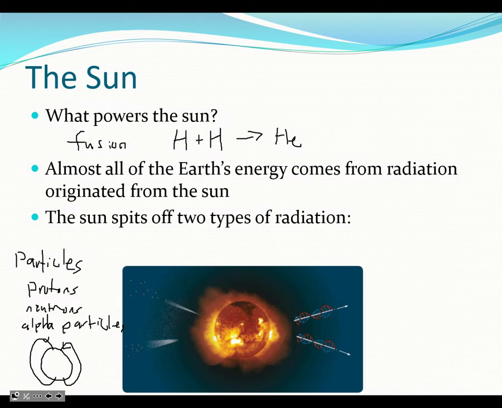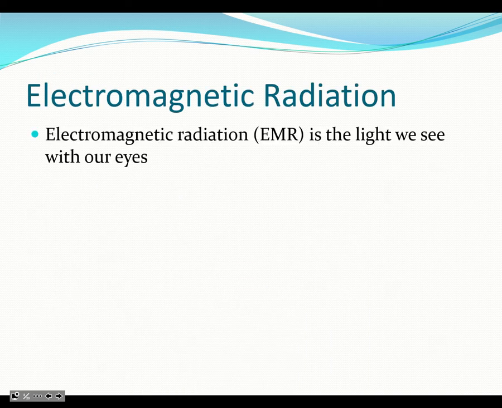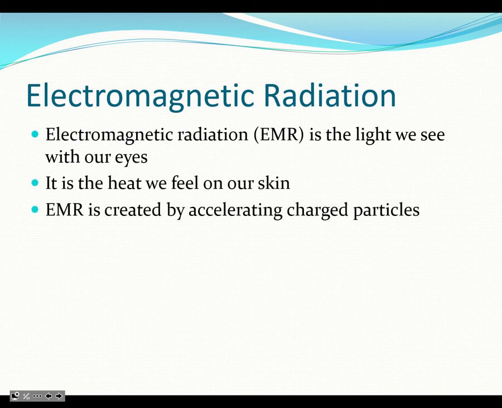And the other type of radiation that the sun produces is EMR, electromagnetic radiation. And this is the light that we see. This is UV radiation, X-ray. So we'll talk about all the different types of EMR that the sun gives off. So EMR, electromagnetic radiation, is the light we see with our eyes. It's the heat that we feel with our skin. And the way that EMR is created, it's created by accelerating charged particles. So anytime you have a charged particle that's accelerating, you're going to create EMR.